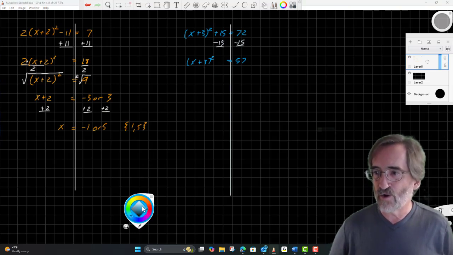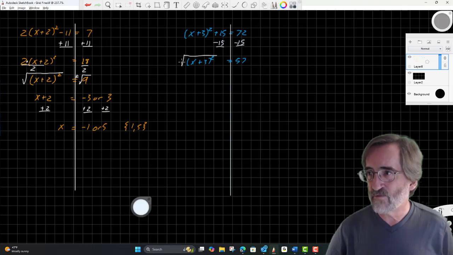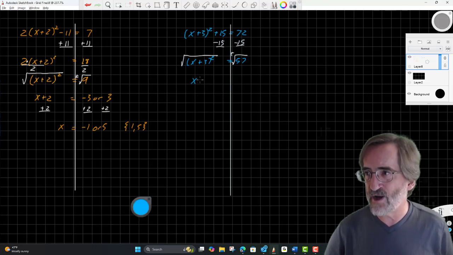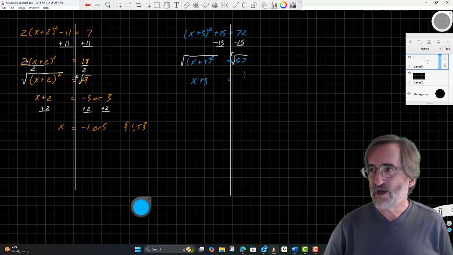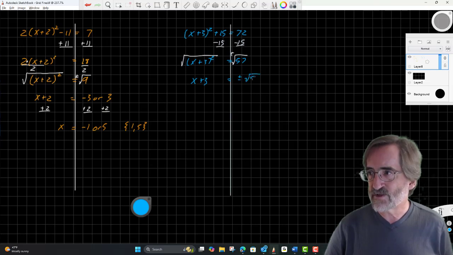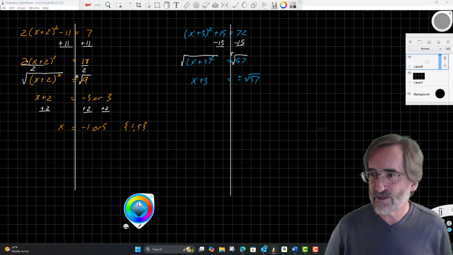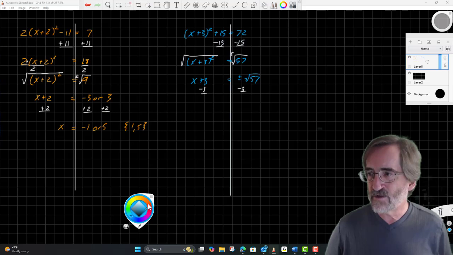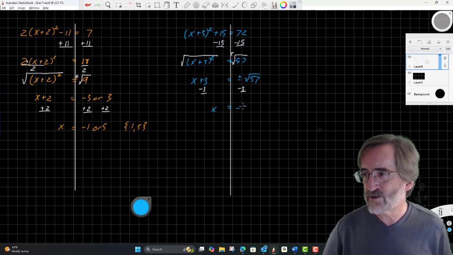Opposite of squaring is square root. When you square root, you get a plus or minus. Plus or minus square root. And square root of 57 is one of those that falls in between the cracks. X plus 3 equals plus or minus square root of 57. And then we go minus 3 to both sides. And here's how we write the solution in this case. If you're asked to write the solution in exact form, we write the minus 3 first. X equals minus 3 plus or minus square root 57.